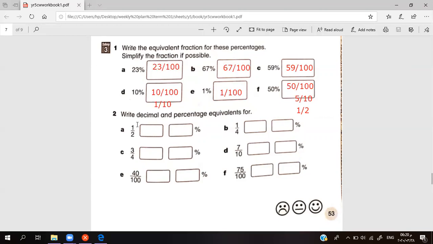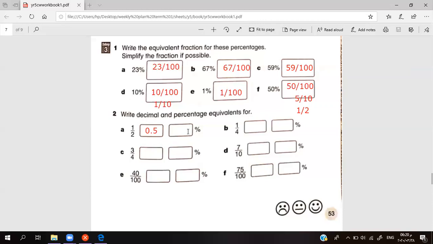Last thing, this question is important. Write the decimal and percentage equivalent. At first, I will turn it into a decimal, and then I'm going to turn it into a percent. It's very easy. A half as a decimal is 0.5. We all know it, right? Okay, so 0.5 is how many percent?